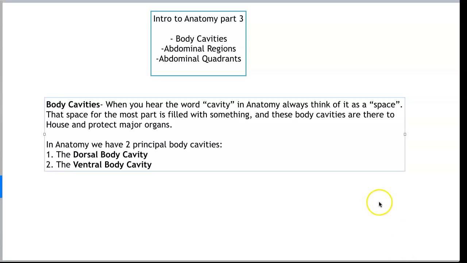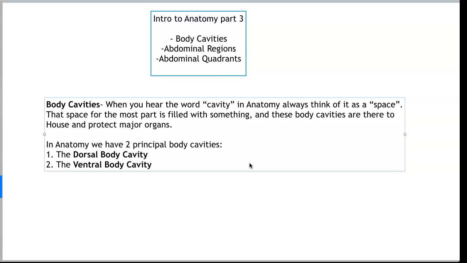So today, this video is going to be covering body cavities, abdominal regions, and abdominal quadrants. So let's get started with body cavities. In anatomy, when you hear the word cavity, always think of a space. There is going to be something in that space. And for the most part, it's going to be organs. And so body cavities are where we're putting in organs and we're trying to protect them in some way.